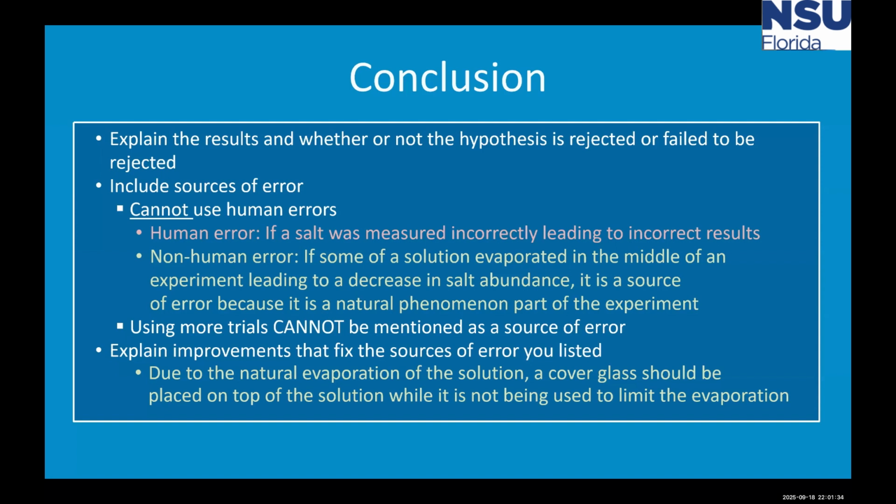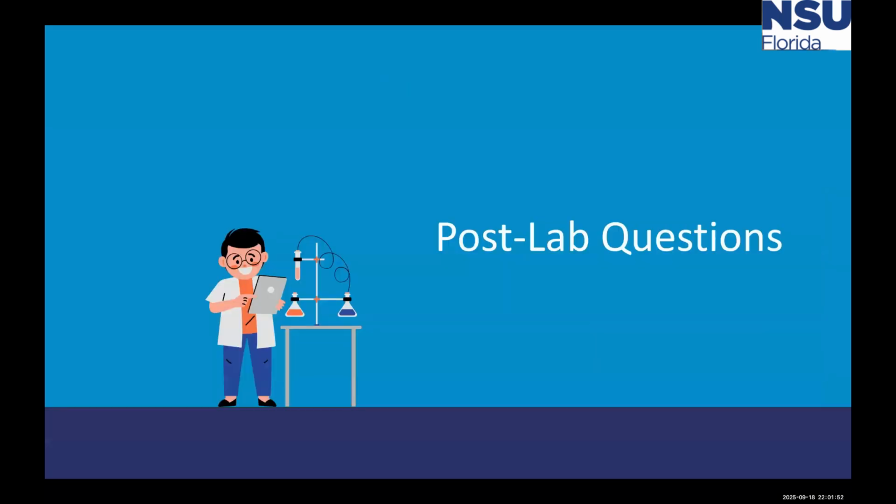Using more trials cannot be mentioned as a source of error. Make sure that you're explaining improvements that can fix the source of error that you listed. So, for example, due to the natural evaporation of the solution, a cover glass should be placed on top of the solution while it is not being used to limit the evaporation.